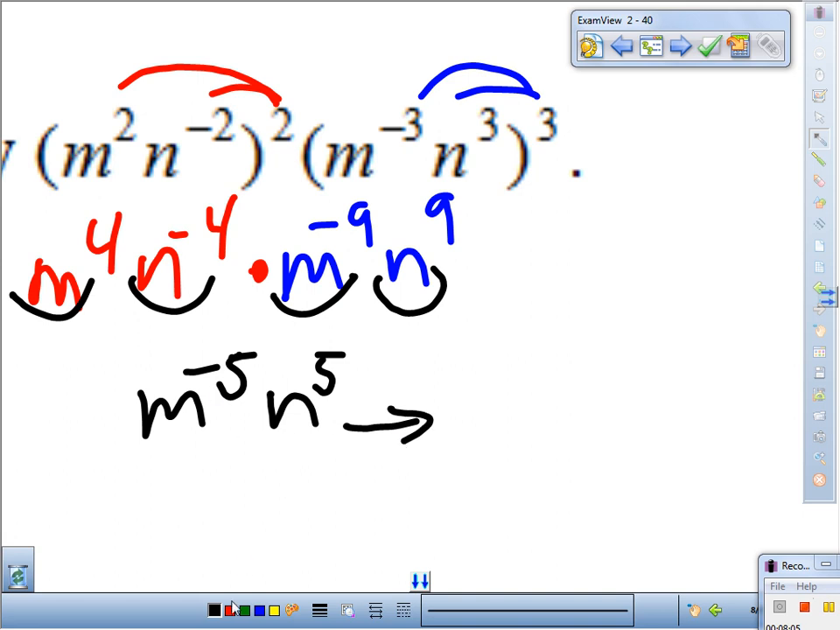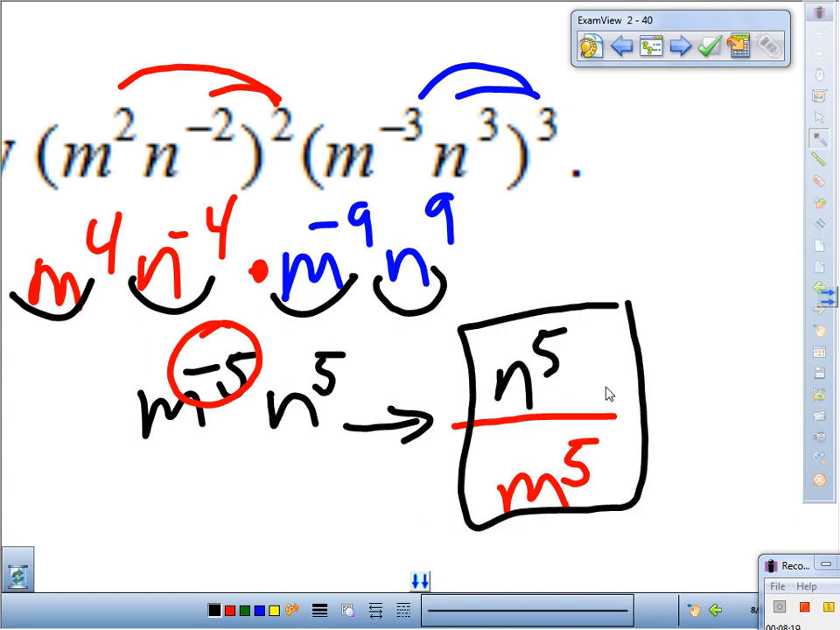Which one has a negative exponent? The m to the negative 5. To make it positive, it goes in the denominator. Change it to a positive. And what stays in the numerator? N to the 5th. And we got that. Now, some of you keep forgetting to change the negatives into positive exponents, so be careful with that one.